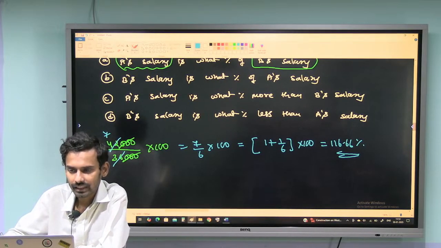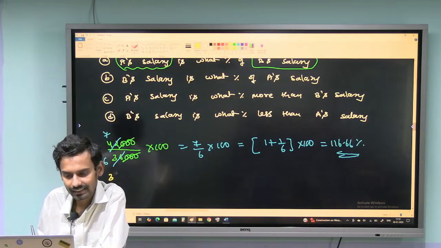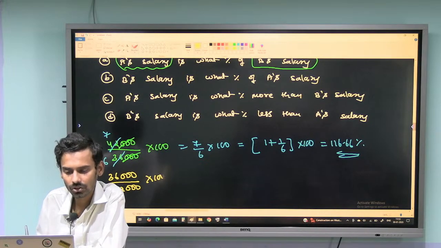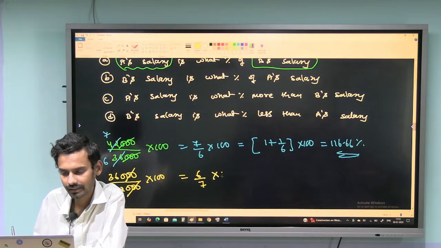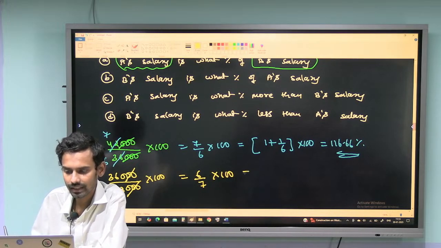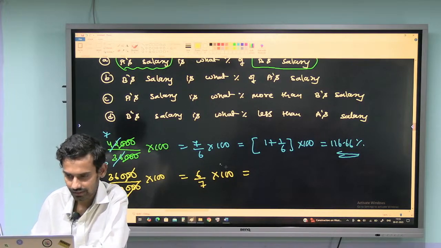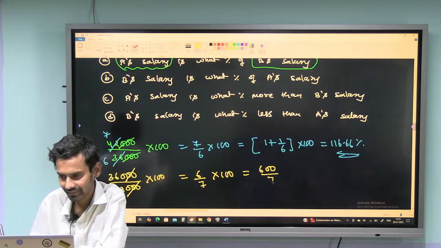Similarly, if I compare B's salary with respect to A's salary, which is my second sub question. B's salary is 36,000 rupees and A's salary is 42,000 rupees. Into 100, in order to convert this into percentage, if you cancel this, you will be getting 6 by 7 into 100. So if you want this 6 by 7 into 100, if you don't know the value of 1 by 7, you can directly do like this. This is nothing but 600 by 7.